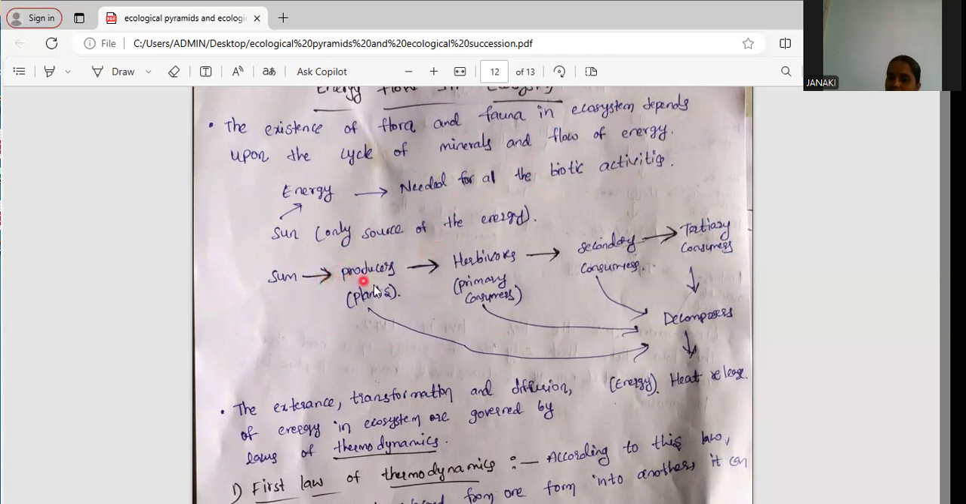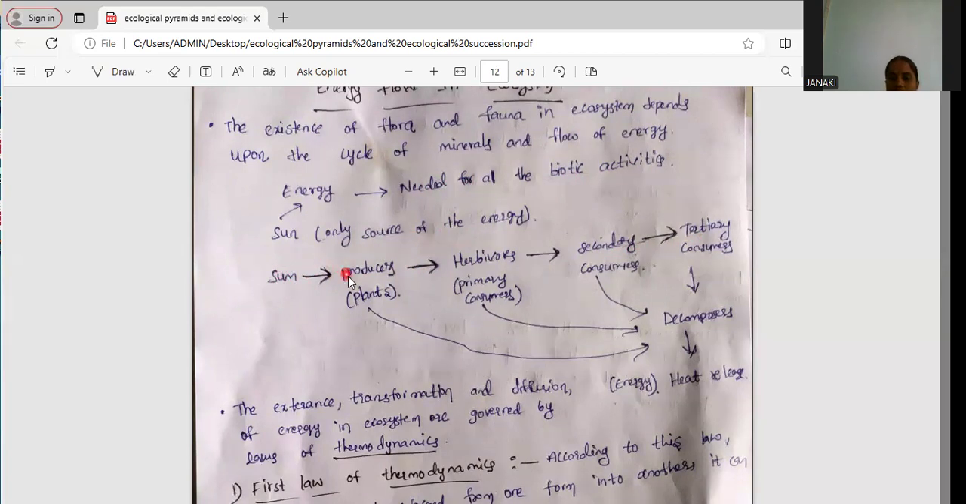The sun's energy is taken by the producers, plants. Produced food is taken by herbivores. Herbivores are the primary consumers. Secondary consumers, then the tertiary consumers. Energy flows from one to another.